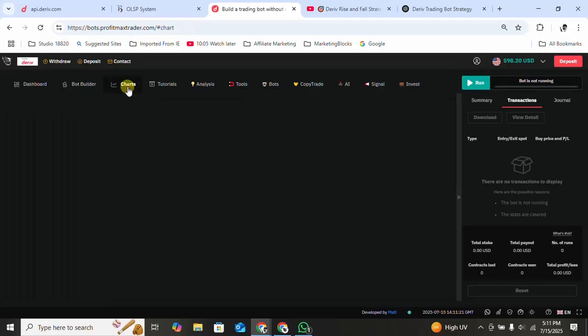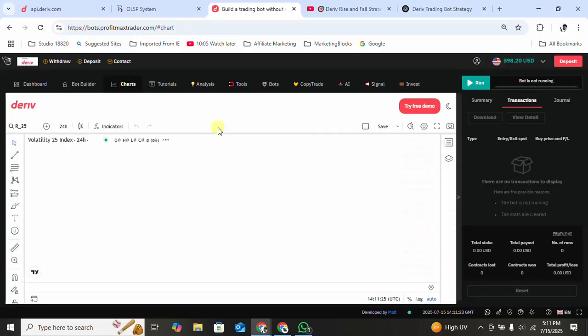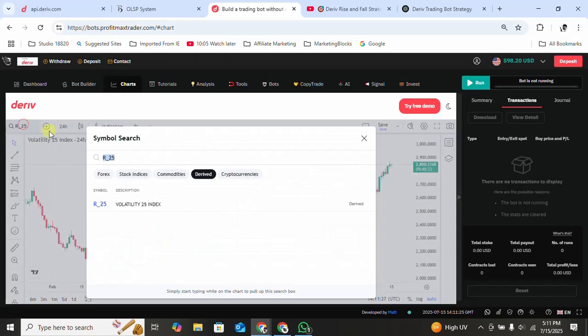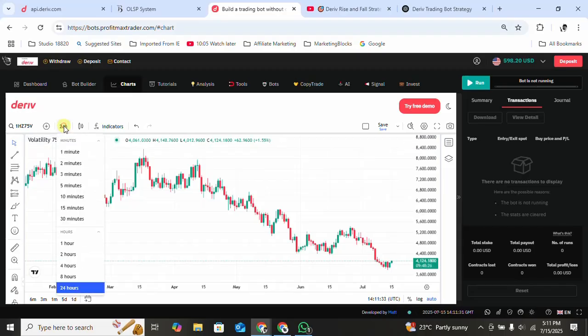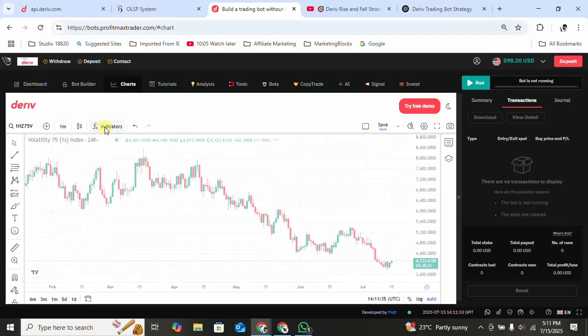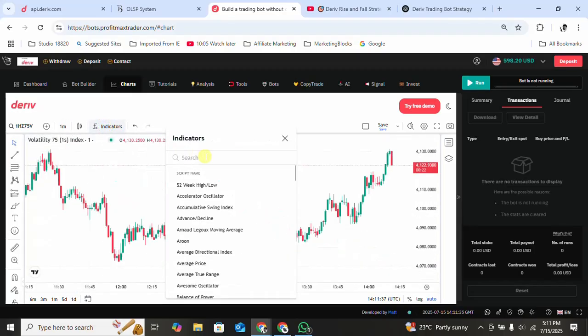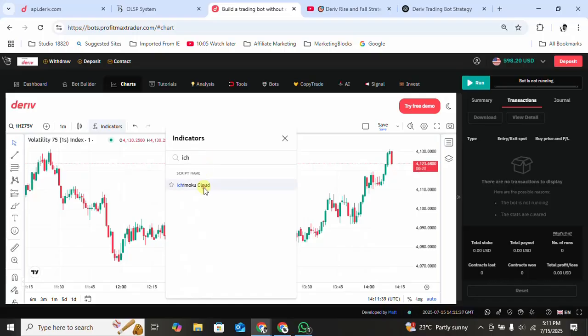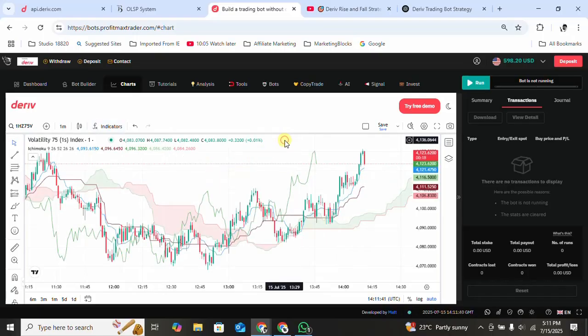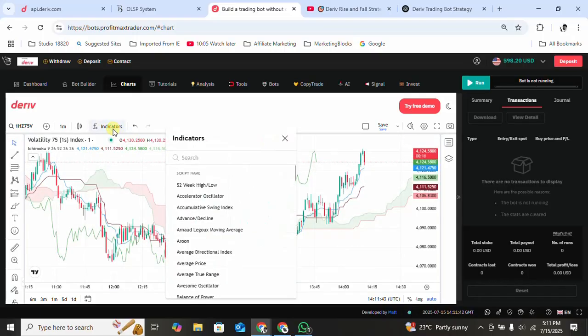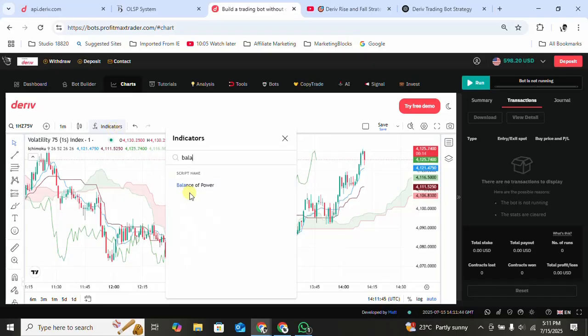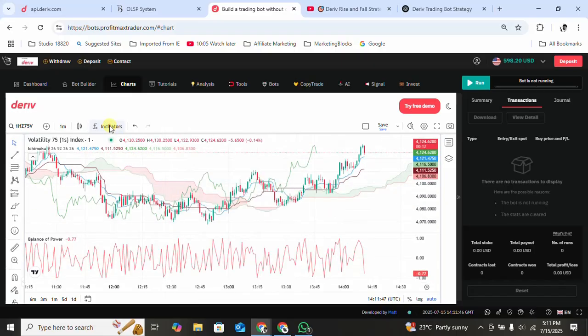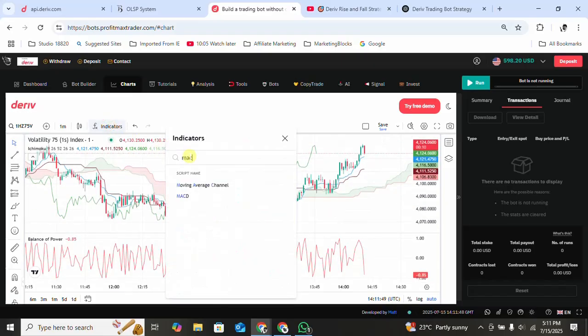Come back to charts. Just quickly input the volatility, 75 1s, 1 minute time frame, and the indicators, Ichimoku Cloud. There you go. And then the balance of power. There you go. And then we have the MACD.